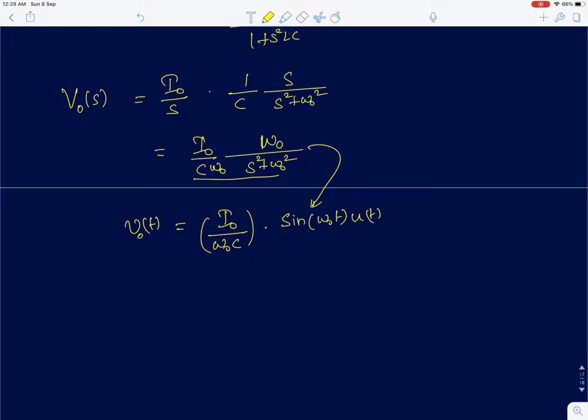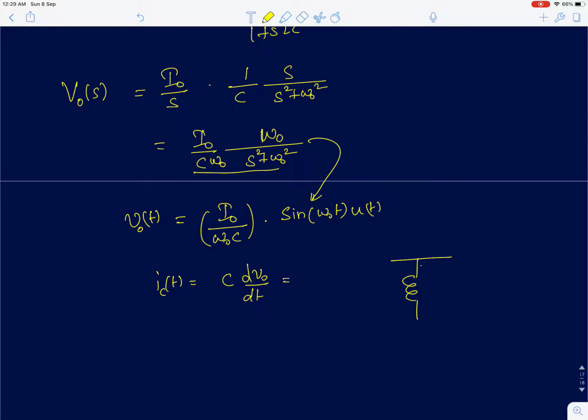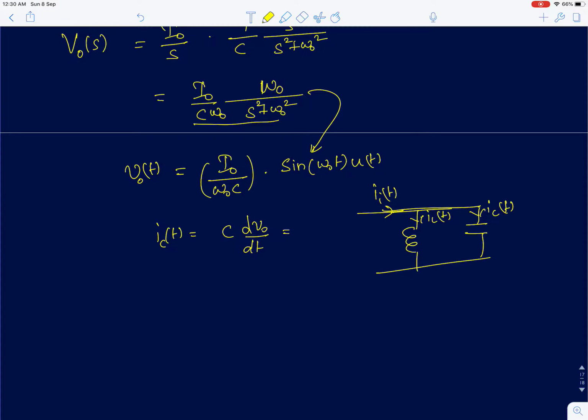Now to find the current through the capacitor, IC of t, it will simply be C dV naught by dt. So IC of t will be the current that is flowing through the capacitor. The direction is in this way. So IC of t is the capacitor current, IL of t is the inductor current, and II of t is the input current. So here, using this, I'd get I naught cos omega naught t into u of t.